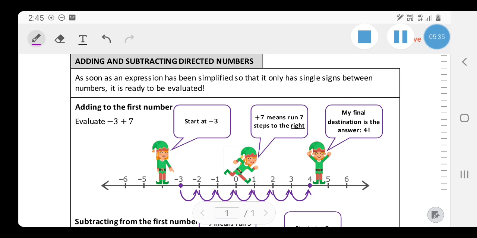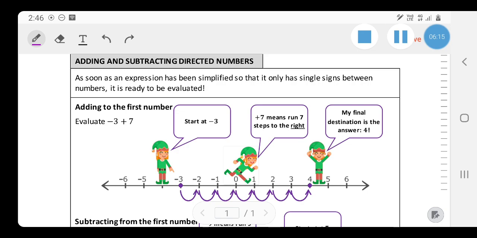All right, so moving on to adding and subtracting directed numbers and actually coming up with an answer, actually evaluating the answer. All right, now it says there, as soon as an expression or sum has been simplified so that it only has single signs between numbers, which is what we just did, it is ready to be evaluated, which means calculated. All right, so here we have an example. Minus 3 plus 7. All right, now what we're going to do is we are going to use the number line, all right? And we introduced this last lesson. This is where all the integers live, okay?